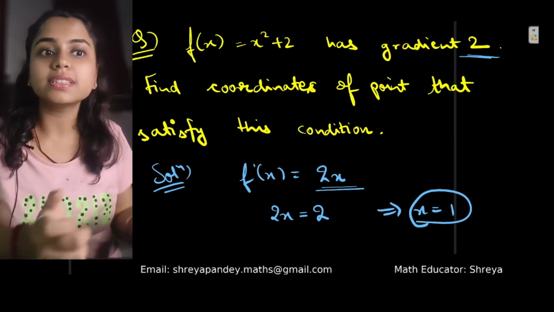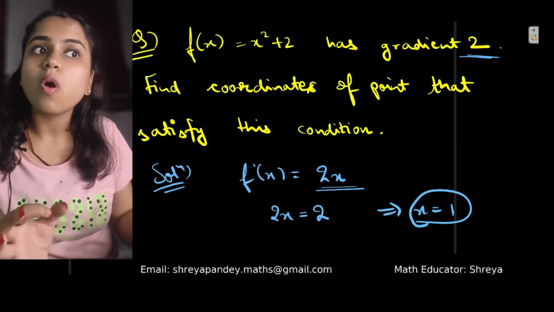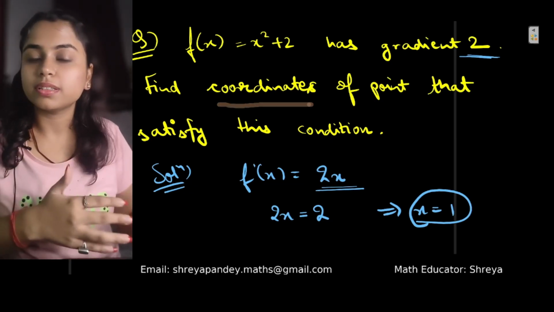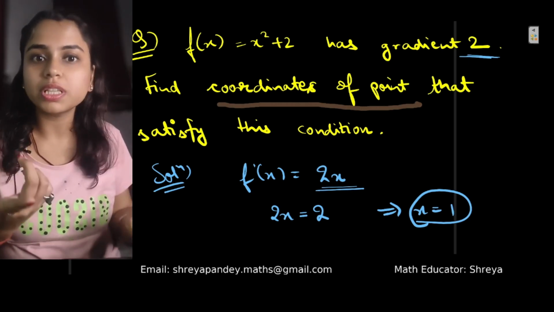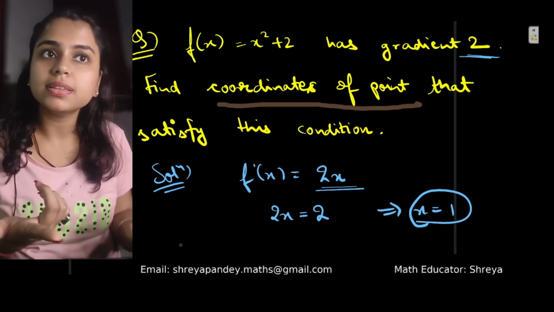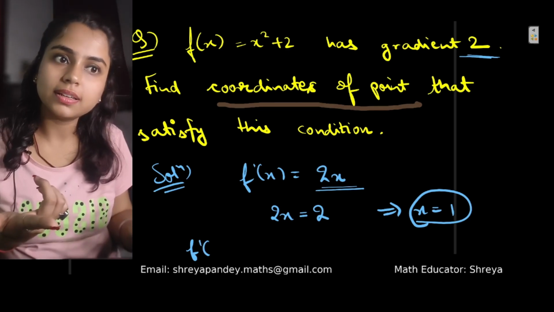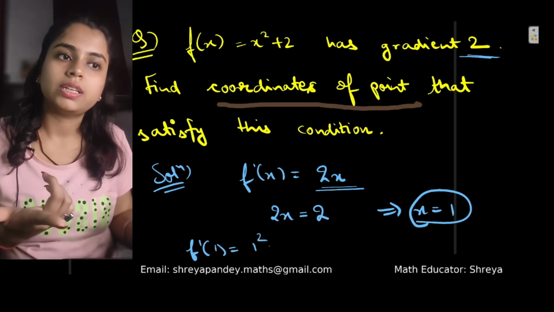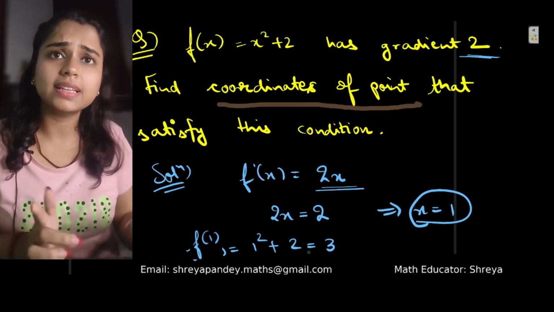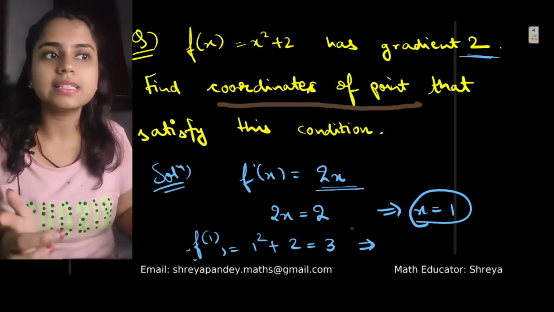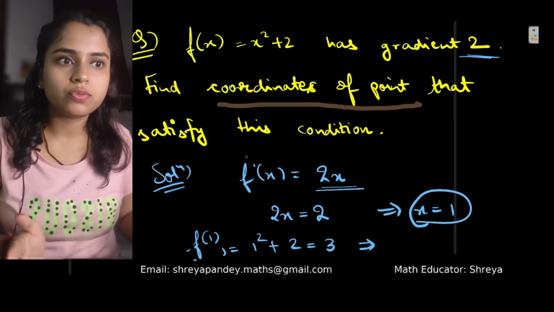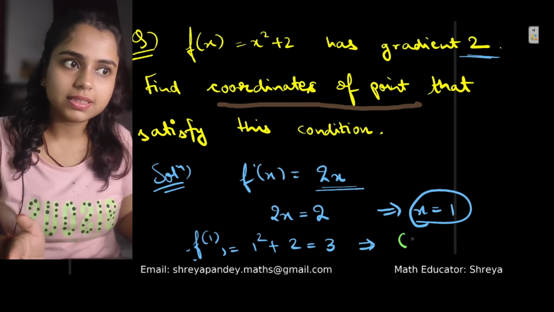But what does the question say? Coordinates of the point. So you got one coordinate. What about the other? You're gonna sub in the equation, and then you're gonna get the other coordinate. Okay, so hence what we can say, that what is a coordinate? So 1, 3 is the desired coordinate.